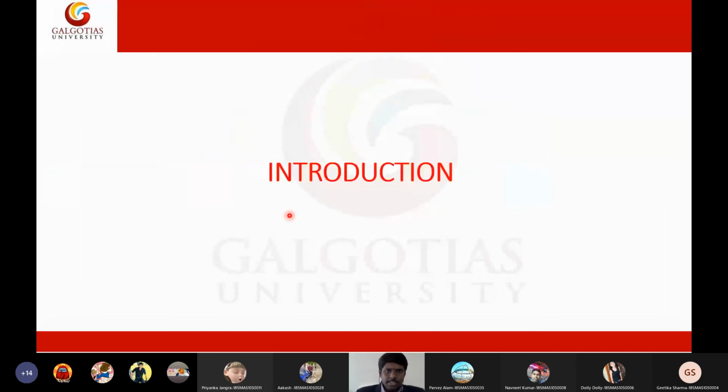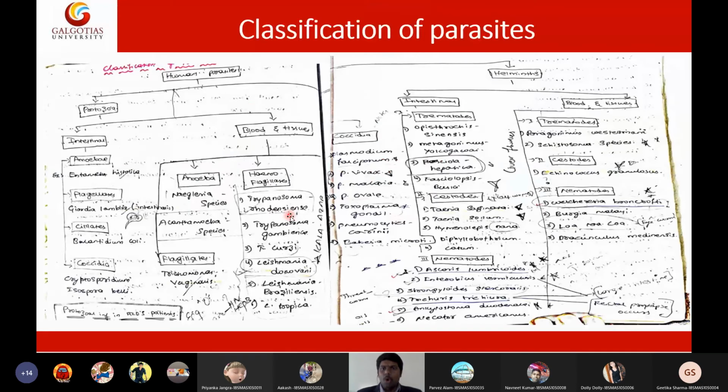This is the broad classification of all parasites. Parasites are divided into protozoans and helminthes. Protozoans are intestinal and blood, and in the intestinal group we have amoeba, flagellates, ciliates, and coccidia: Entamoeba histolytica, Giardia lamblia, Balantidium coli, and coccidia. Now I will discuss the intestinal flagellate, Giardia lamblia. In blood and tissue, again we have amoeba, flagellates, and hemoflagellates: Naegleria species, Trichomonas vaginalis, and Leishmania and Trypanosoma species.